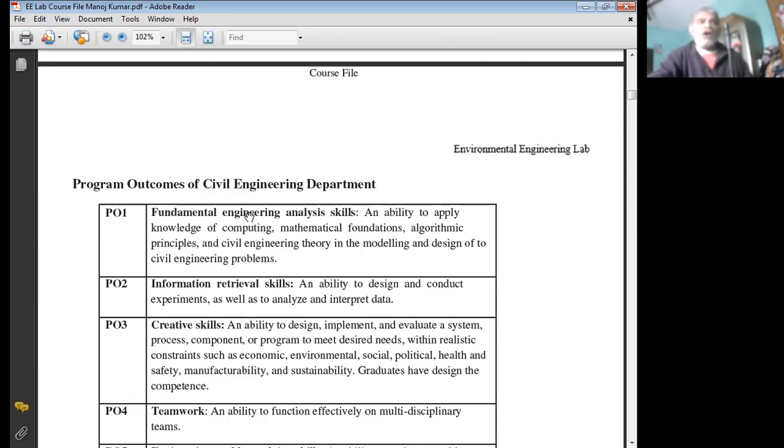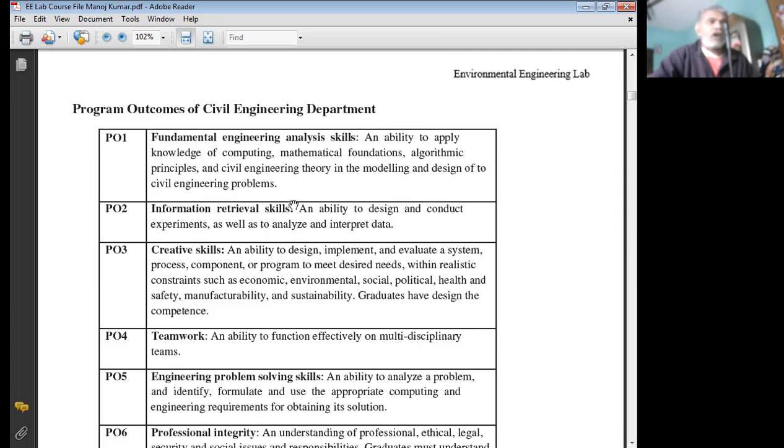Program outcomes of the civil engineering department. PO1, fundamental engineering analysis skill and ability to apply knowledge of computing, mathematical foundation, algorithmic principles and civil engineering theory in the modeling and design of civil engineering problems. PO2, information retrieval skills and ability to design and conduct experiments as well as to analyze and interpret data.